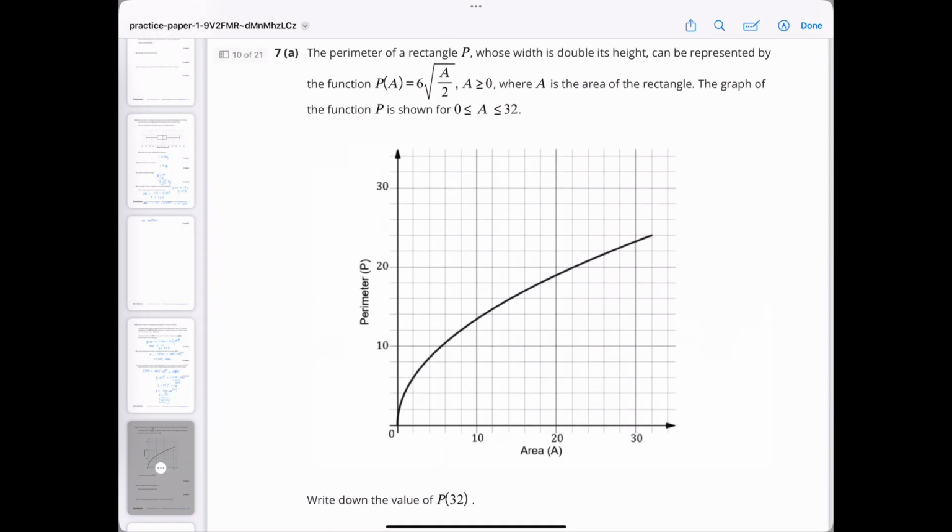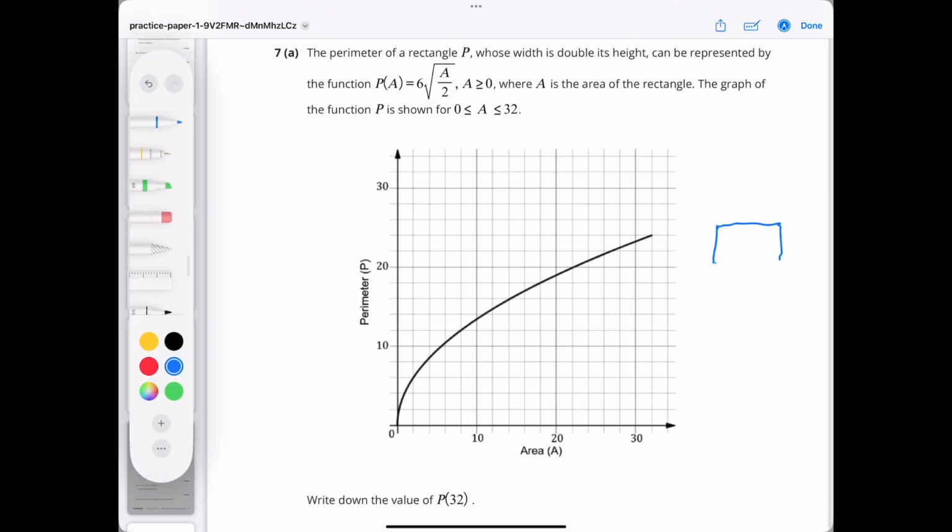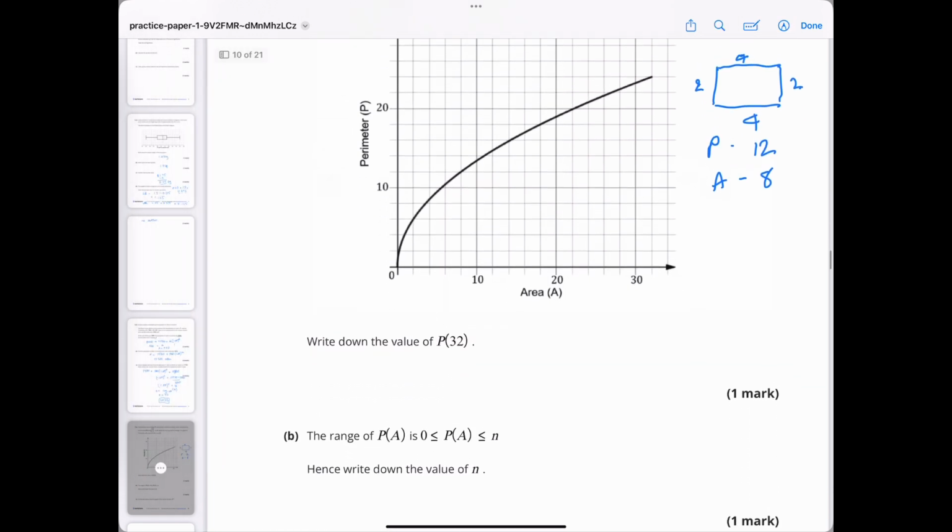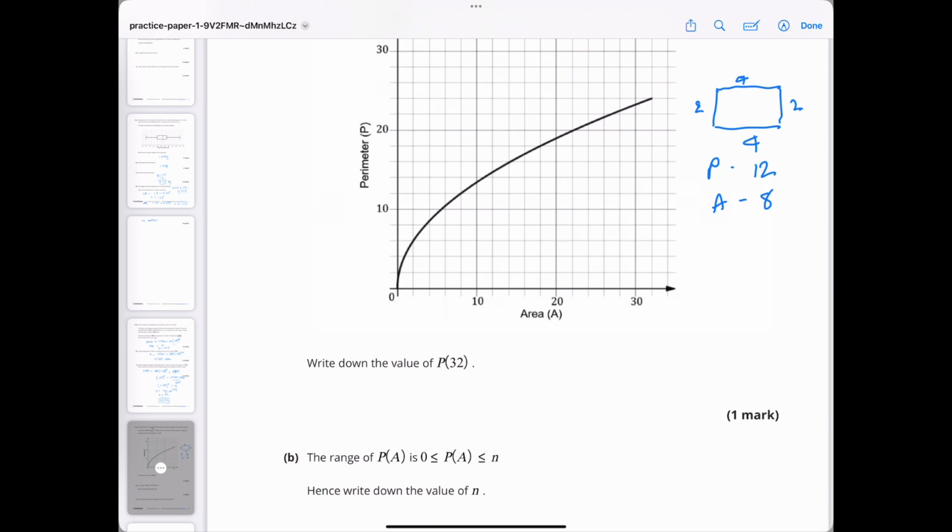Right, the perimeter of a rectangle P, whose width is double its height, can be represented, so area to perimeter. So if that equals 2 and that equals 4, that means 2, 4, 2, 4, so that means 12 for the perimeter, and the area of that would be 8. And this is something that's modelling that. I have to say I didn't do a very good job of explaining that at all.